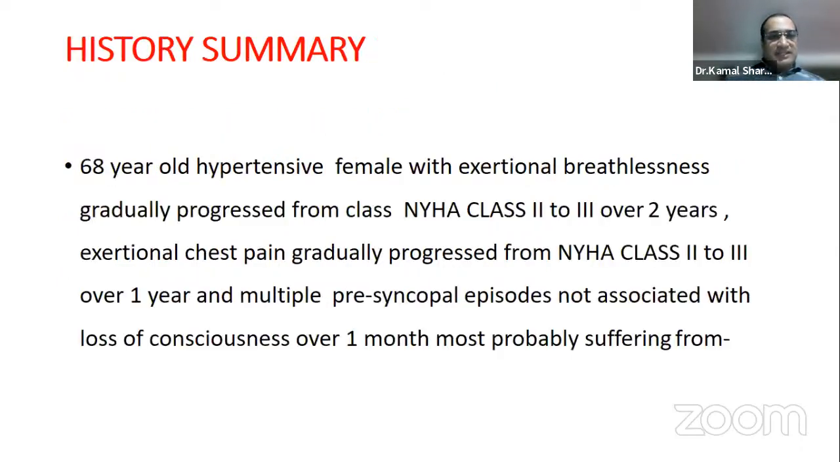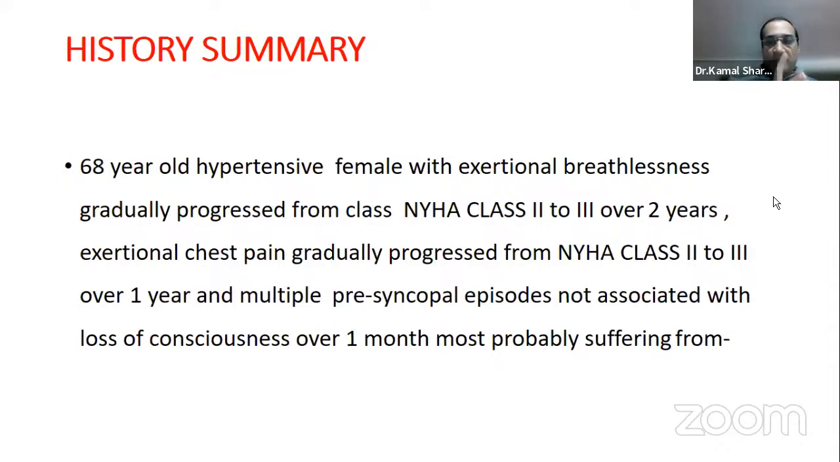After the history, once you're presenting a case and you're done with the classical description, you're often asked to summarize the history. So the classical history summary needs to bring out the possible etiology and explanation. 68-year-old hypertensive female with exertional breathlessness gradually progressed from class 2 to 3 over 2 years. Exertional chest pain gradually progressed from class 2 to 3 over 1 year with multiple presyncope episodes not associated with loss of consciousness over a month. That would get you as to where you are leading this patient to.